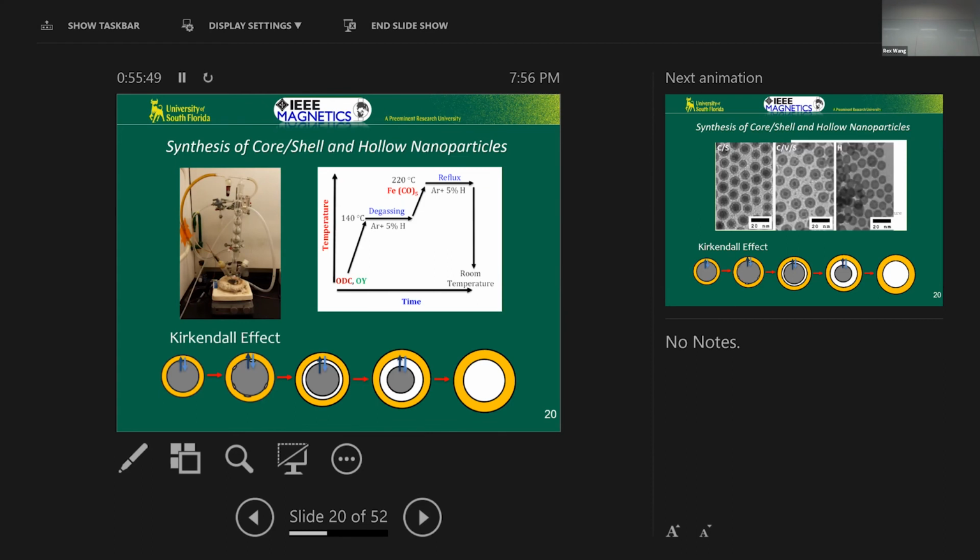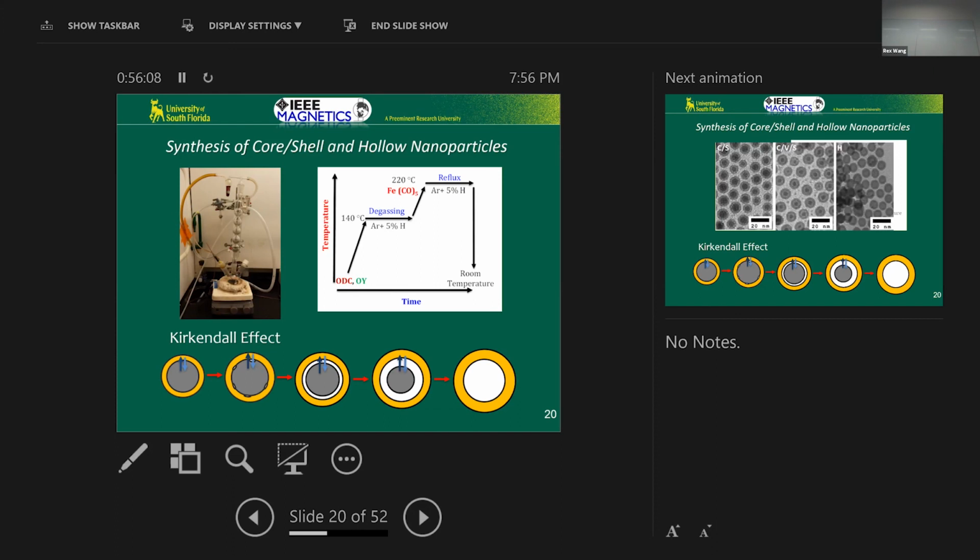So there's a problem with this because it turns out that when we make metal core oxide shell particles, there's something called the Kirkendall effect. The Kirkendall effect has been known to metallurgists since the 1950s. By the way, the term metallurgy has disappeared in material science. When I was a PhD student, there used to be departments of metallurgy. They no longer exist.